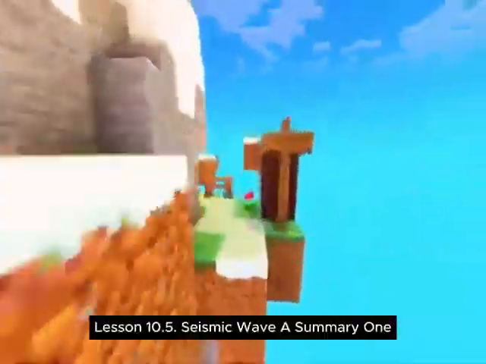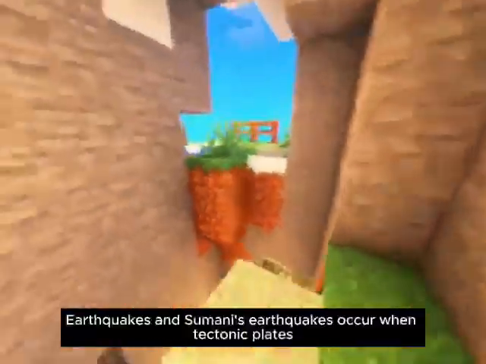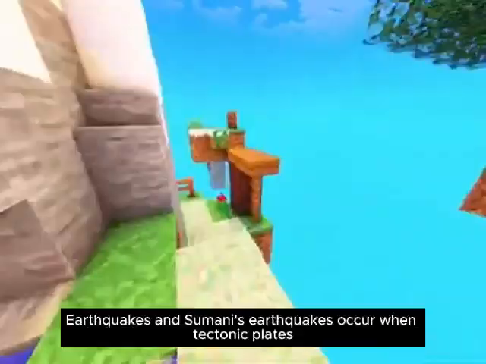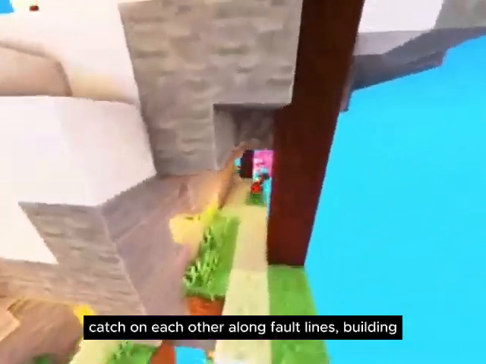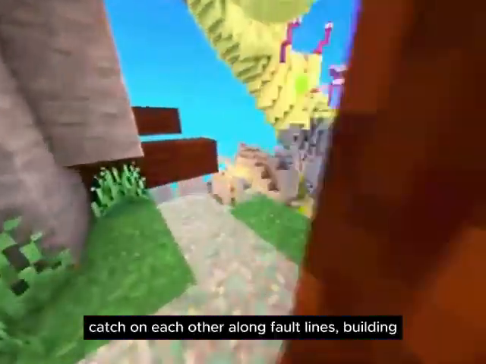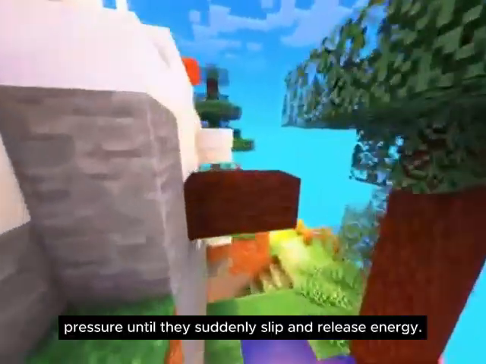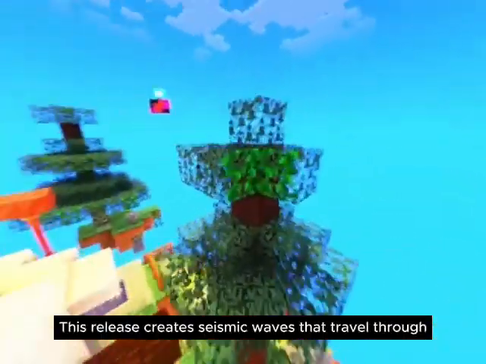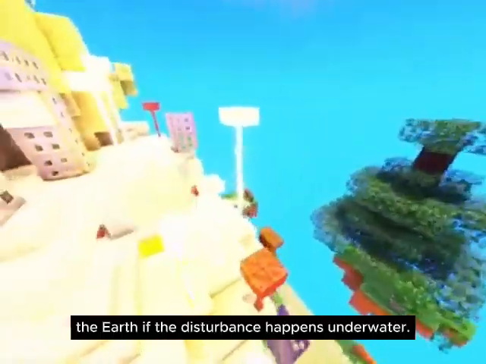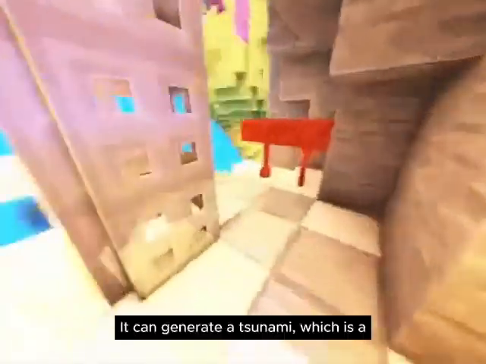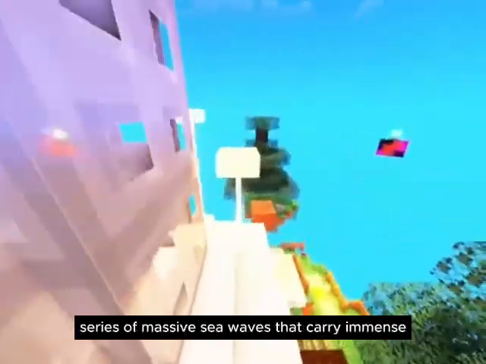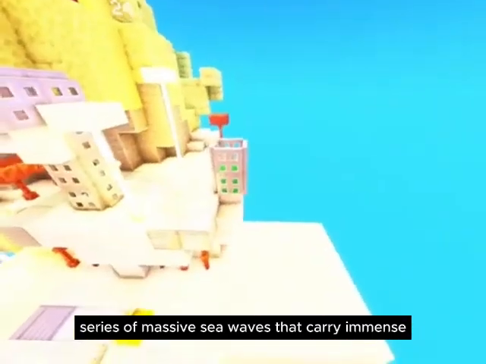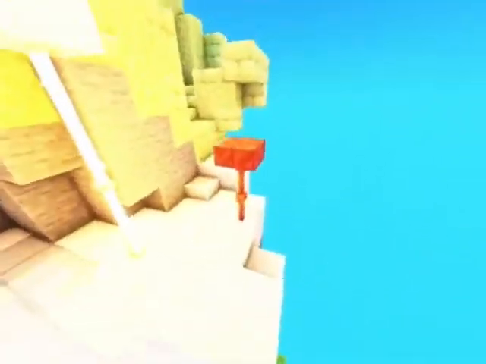Lesson 10.5, Seismic waves. Summary 1. Earthquakes and tsunamis. Earthquakes occur when tectonic plates catch on each other along fault lines, building pressure until they suddenly slip and release energy. This release creates seismic waves that travel through the Earth. If the disturbance happens underwater, it can generate a tsunami, which is a series of massive sea waves that carry immense energy over long distances.